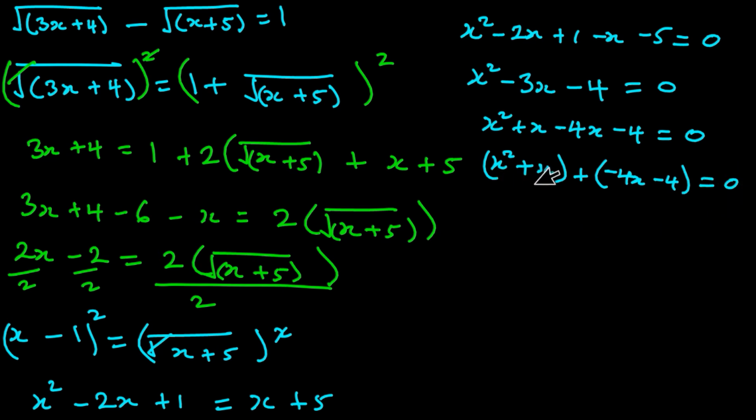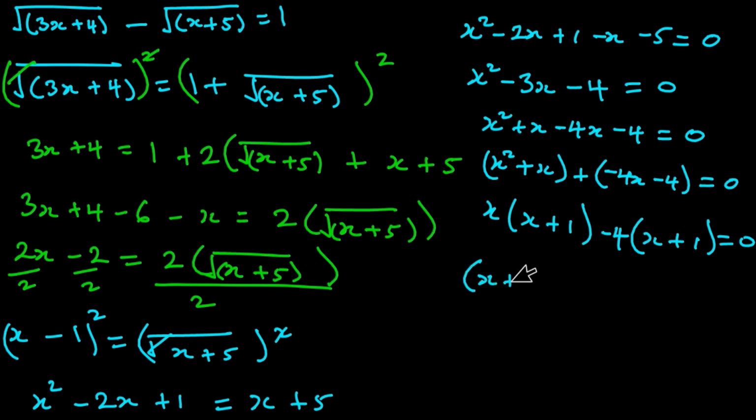Right. Since we have x here and then x here, I'll factor x out. Then we have x plus 1. Then here we have negative 4 here and then negative 4 here as well. So I'll factor negative 4 out. Then we are left with x plus 1. Right, and this is equal to 0. So this means that I can write x plus 1 as one of the factors, then x minus 4 as the other factor, and this is equal to 0.